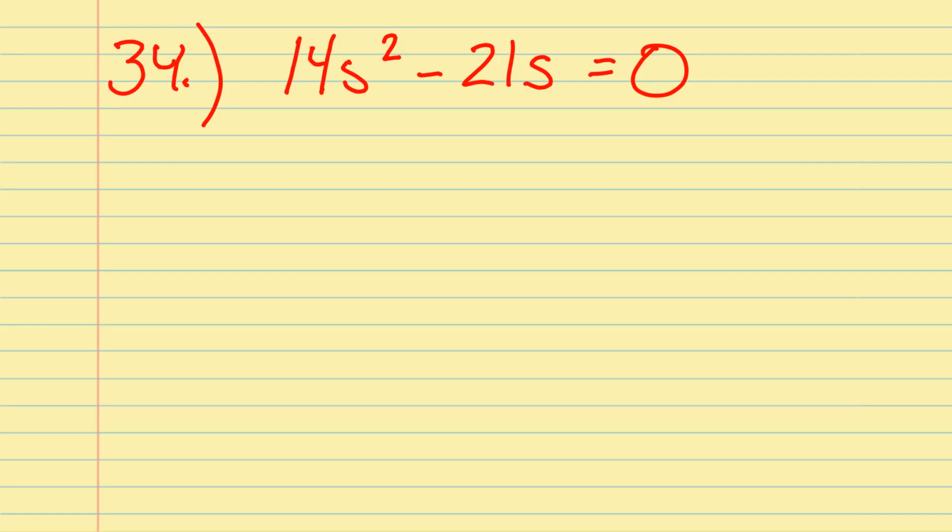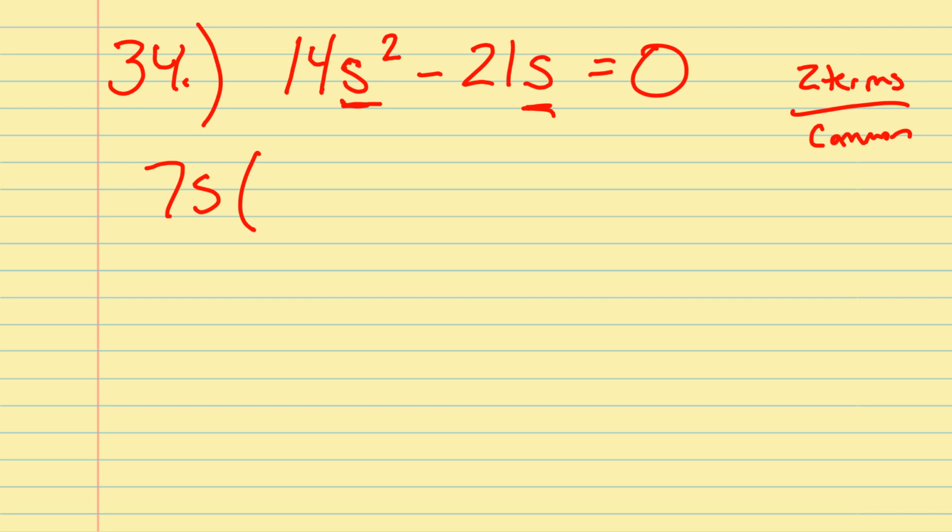Alright, so 34 is 14s squared minus 21s. I notice right away it's already equal to 0, and it has two terms. So I do not see perfect squares, so I have to hope for something in common. I notice that they both have an s, and 7 can go into both of them. So I put 7s outside the parentheses. Although that has s squared there, I only have one s at the end, so they have at least one s in common.